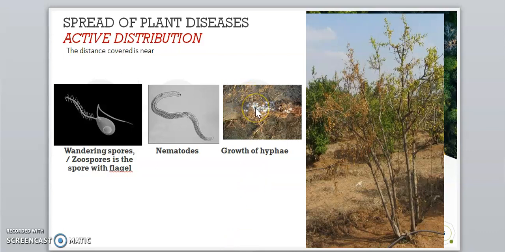This is a white root disease. Jadi akar putih tanaman. This is the symptoms in the upper part of the land. This is the cause of disease, the pathogen. Okay.